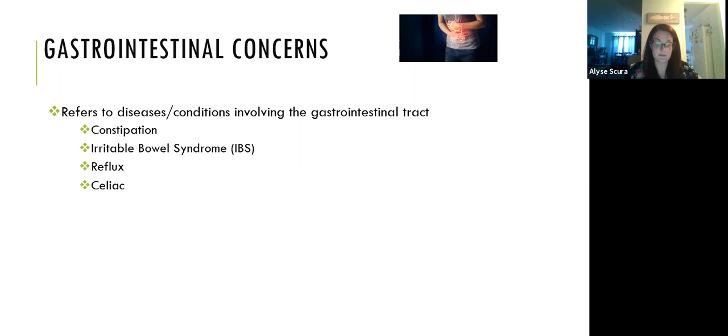reflux, and celiac. Constipation means it's hard to pass a bowel movement. Movements may be infrequent, less than 3 times a week, or incomplete, usually caused by inadequate fiber in the diet or psychotropic medications. It causes a person to strain during a bowel movement. It may cause small hard stools and sometimes anal problems such as fissures or hemorrhoids.